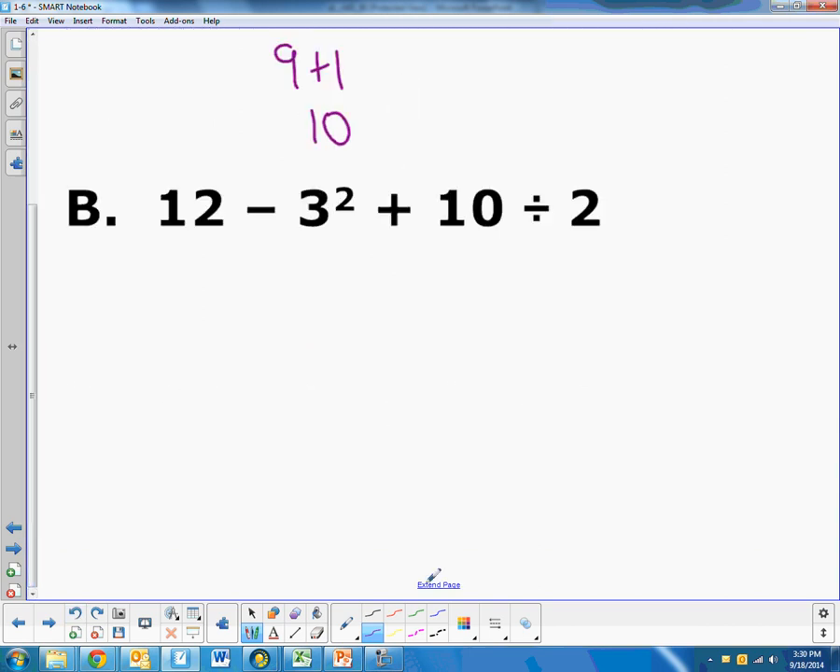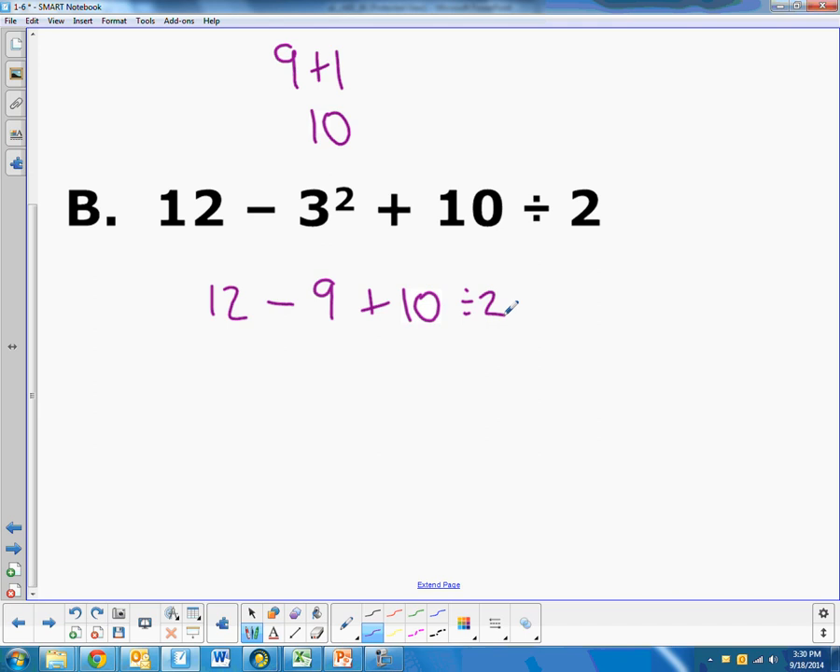So for B, same idea. I'm going to read from left to right. And I'm going to do not 12 minus 3. I'm going to do the exponent first. There are no parentheses. So I do the exponent. 3 squared is not 6. 3 squared is 9. 3 times 3. We got 12 minus 9 plus 10 divided by 2. I'm going to rewrite all that.